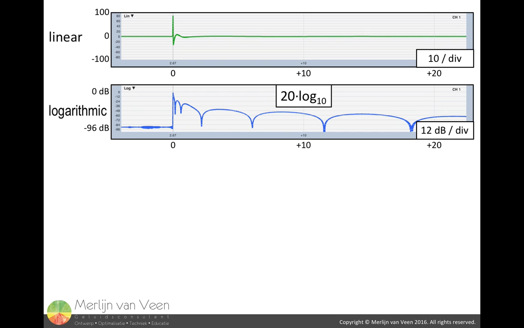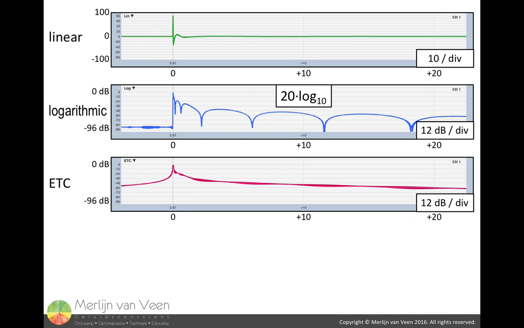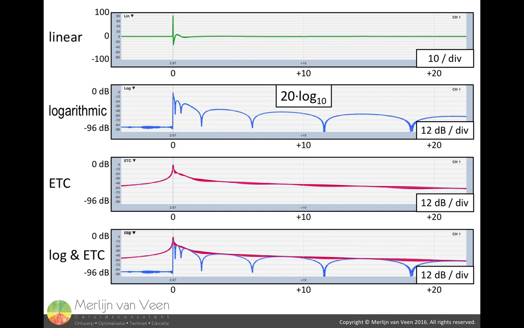Apparently, there's more than meets the eye. The tail or decay of the impulse response is considerably longer than it appears in the linear view. It extends beyond 20 milliseconds. Then there is the ETC, or energy time curve view, which is basically the envelope or contour over the peaks of the logarithmic view. This is especially apparent when we superimpose the ETC plot on top of the logarithmic plot.